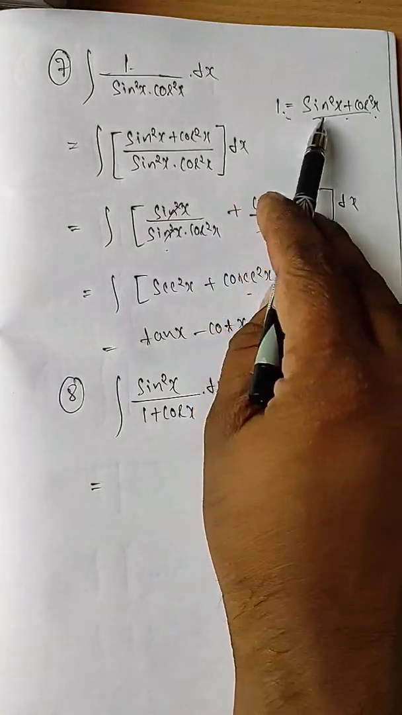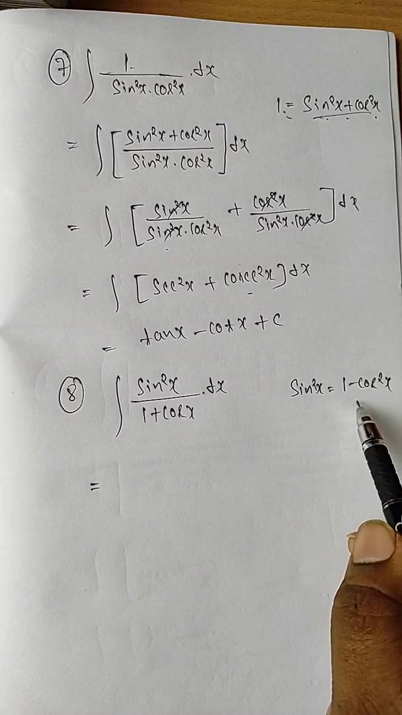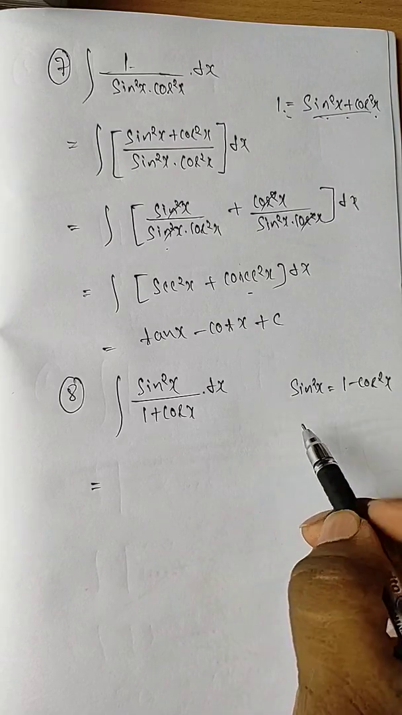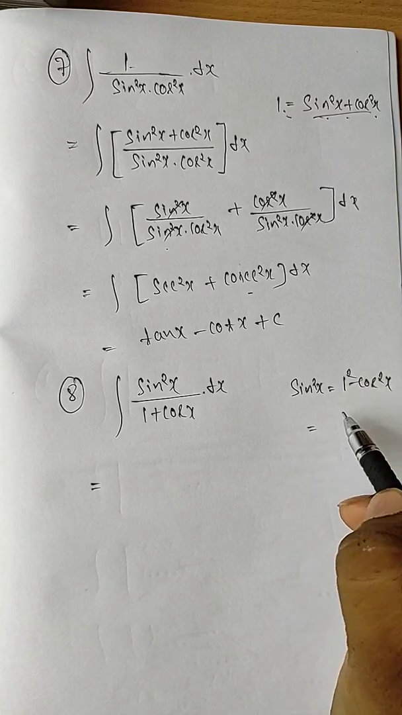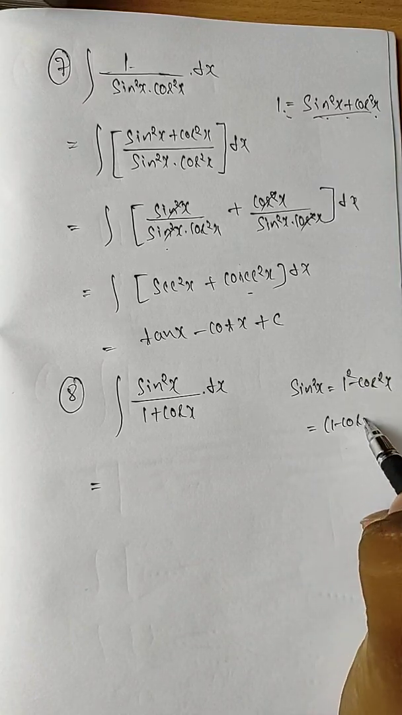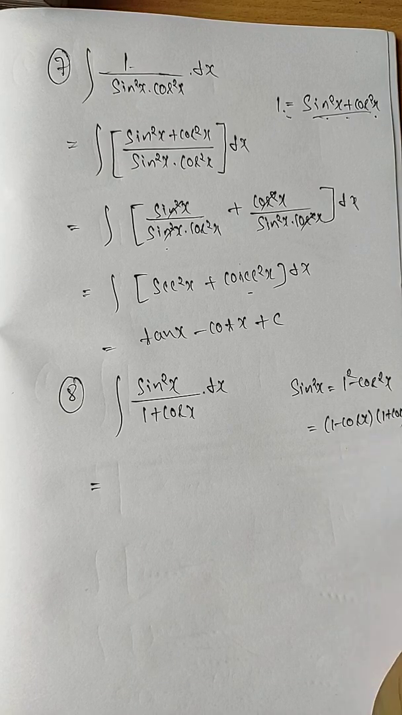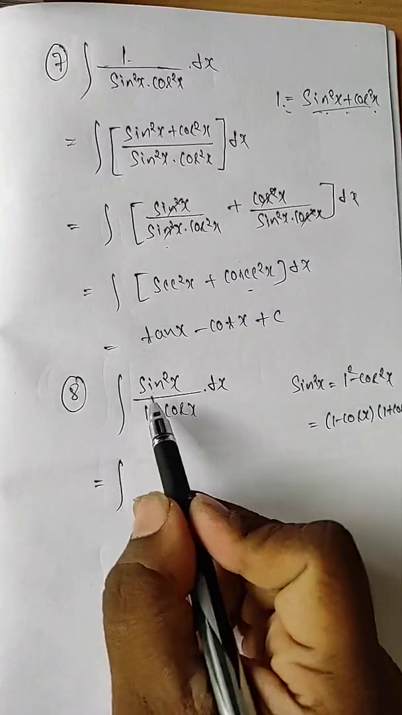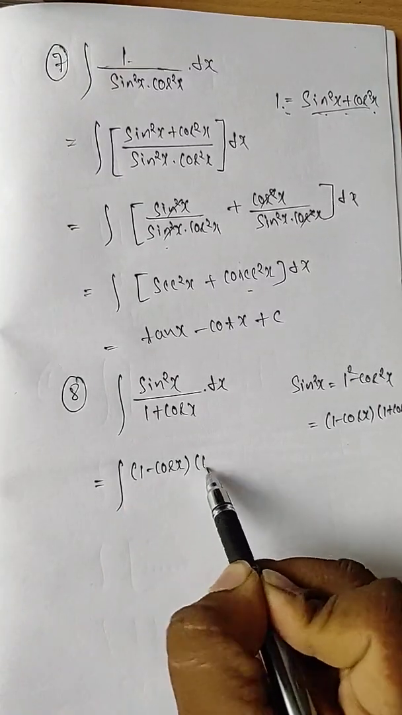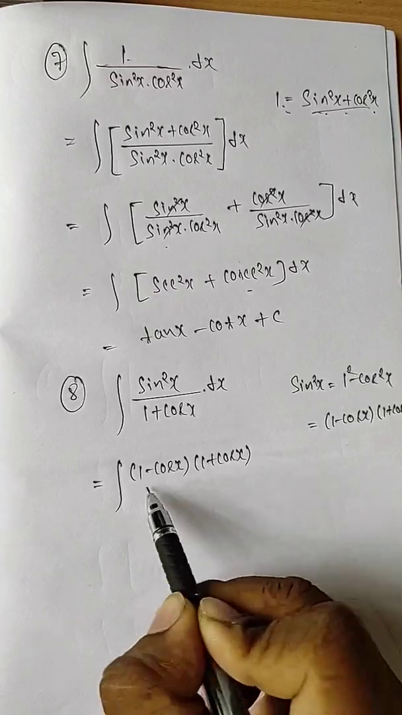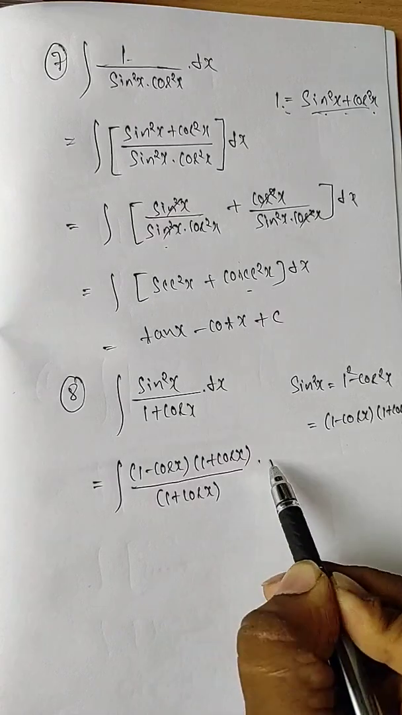So here we have 1 is equal to sin square x plus cos square x. So same as it is, sin square x is equal to 1 minus cos square x. Now this is in the form of a square minus b square. Write it in the form of a minus b into a plus b, means 1 minus cos x into 1 plus cos x, so the integration of 1 minus cos x into 1 plus cos x by 1 plus cos x into dx.